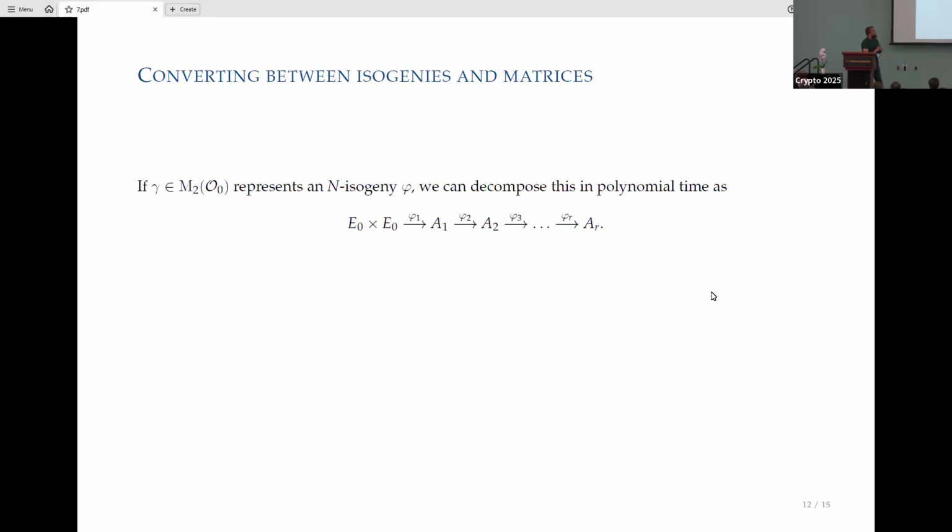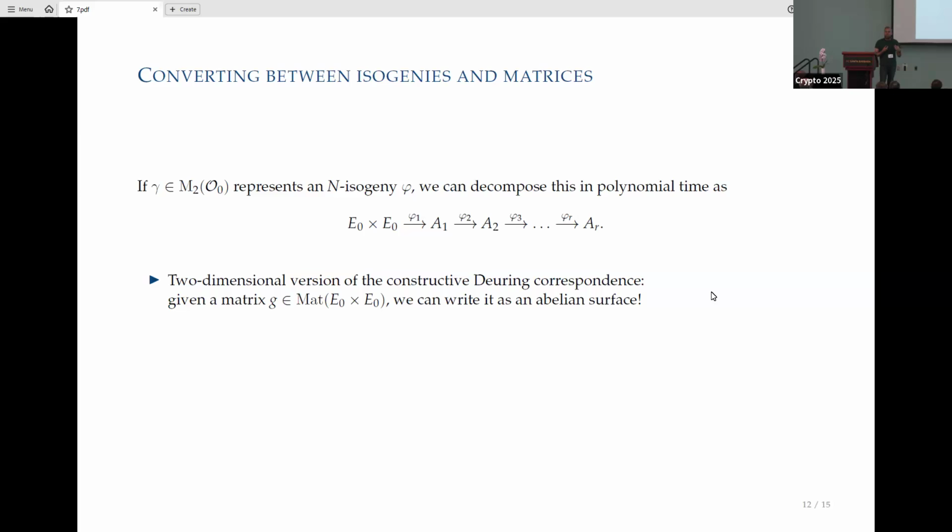Some other things that we did was converting between isogenies and matrices. So on the algebra side, you have these matrices representing isogenies, but there's no real dictionary to translate between them. So if you have a matrix representing some n-isogeny, we can actually decompose this now in polynomial time as a concatenation of isogenies. Ideally, we want n to be smooth, power smooth, or whatever, so that we can actually work with it, because computing high prime power degree isogenies in dimension 2 is hard.